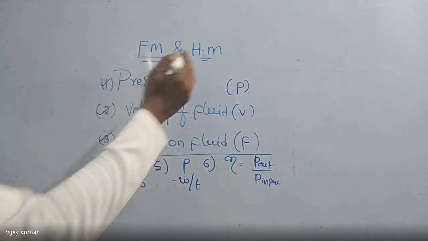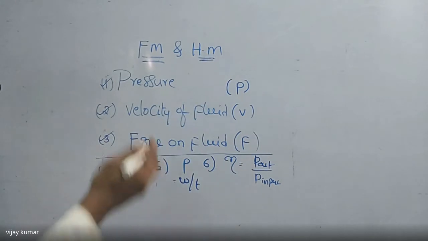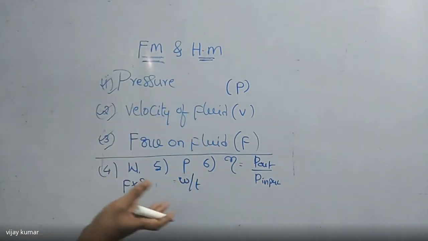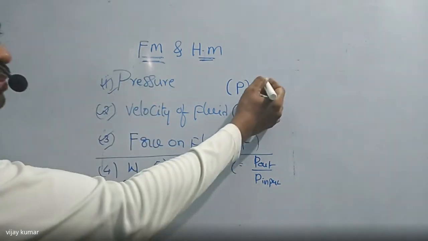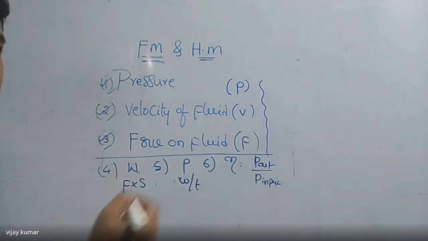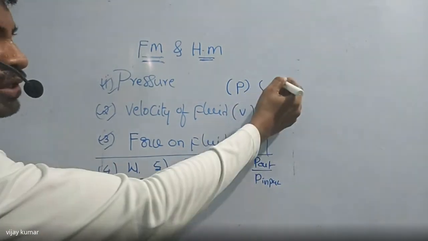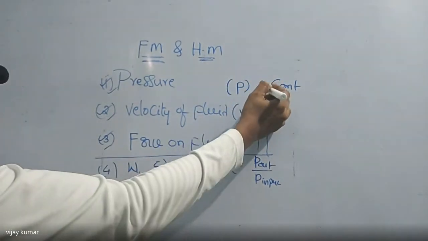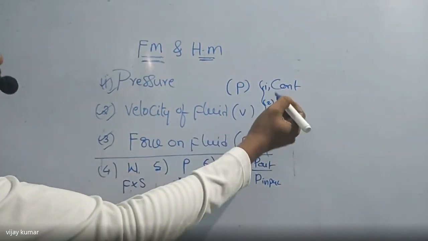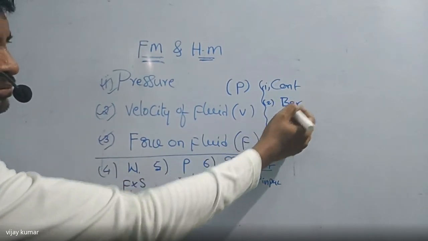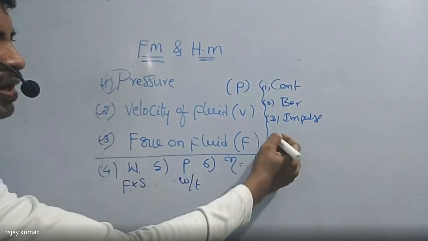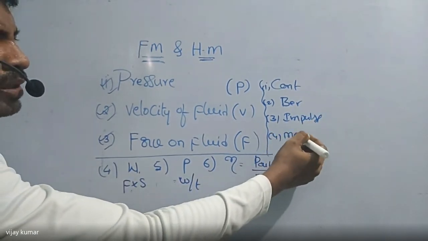Now, what is hydraulic machinery? If you know the calculation of pressure, velocity, and force, then I'm going to write the relation between these variables. I'm getting some equations. What are the equations here? All of you know very clearly. The first one is the continuity equation, the second one is Bernoulli's equation, the third one is the impulse momentum equation, and the fourth one is the moment of momentum equation.